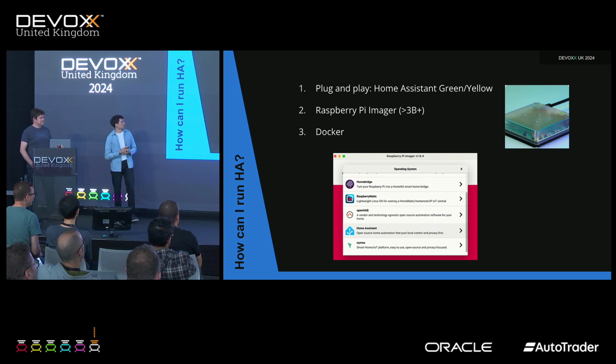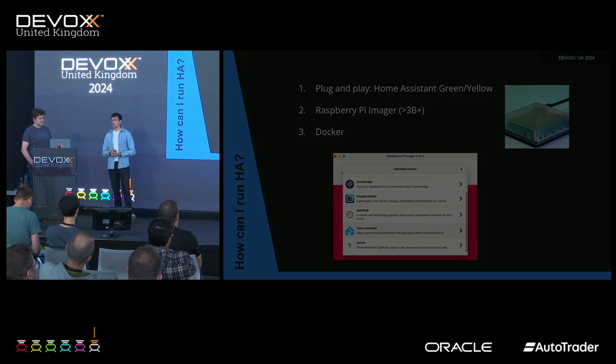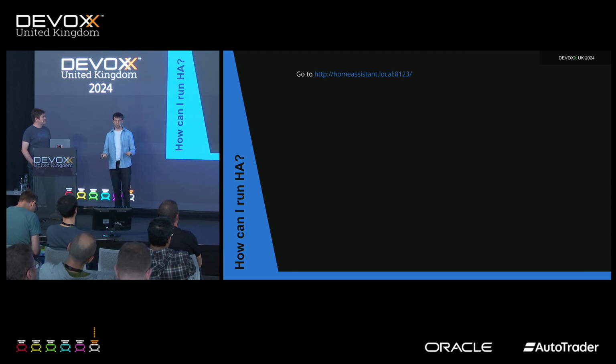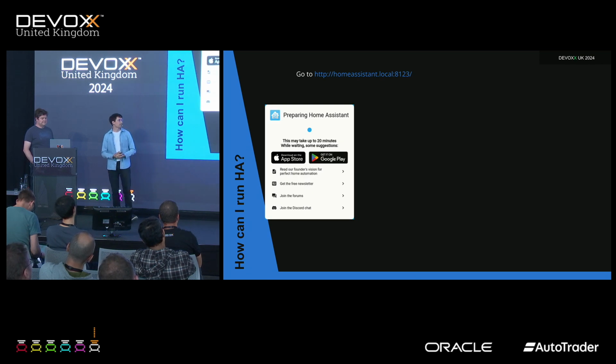Just to show you, that's a picture of the Home Assistant green. And again, I don't know if you can see, but on the Raspberry Pi imager, you will have Home Assistant out of the box that will flash a Raspberry Pi, and it will just work. So then you've done that. What else? Once you've plugged the power, you can go to homeassistant.local port 8123, and you might see something like that. Here it takes about 20 minutes to bootstrap itself.